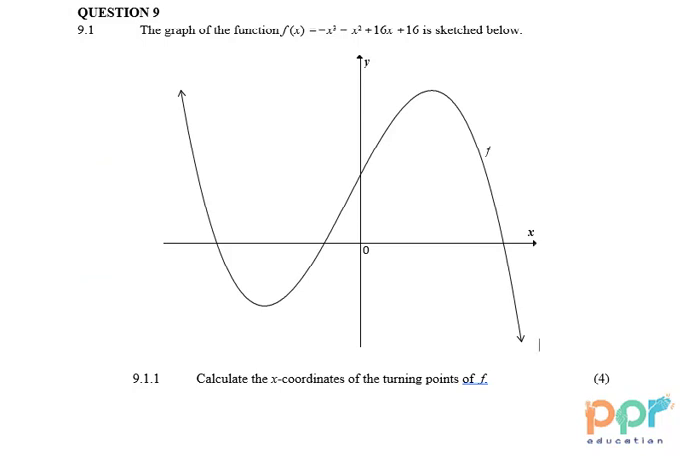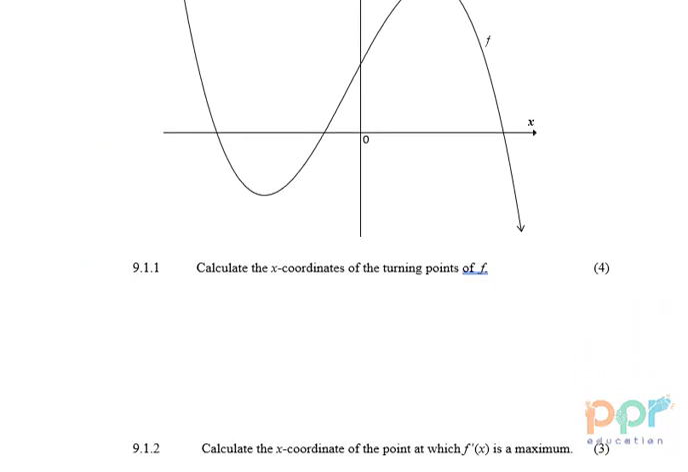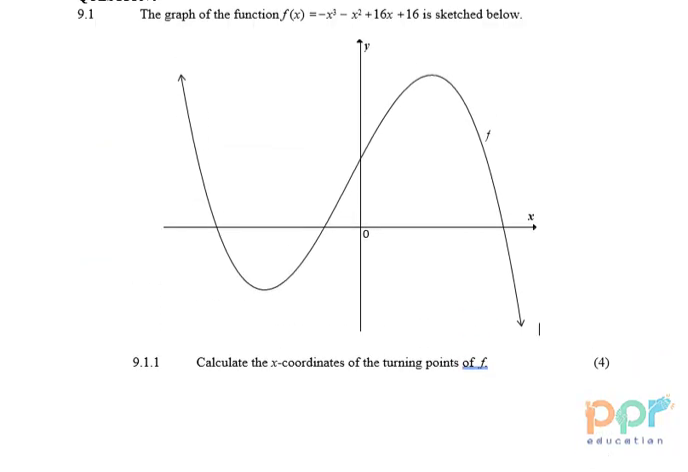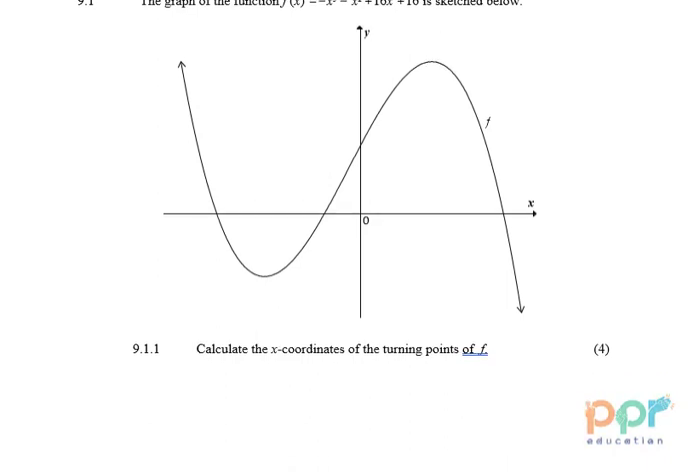To find the x coordinates of the turning point, we must find the first derivative. So the first derivative of f with respect to x will be minus 1 times 3, or minus 3x squared minus 2x plus 16.